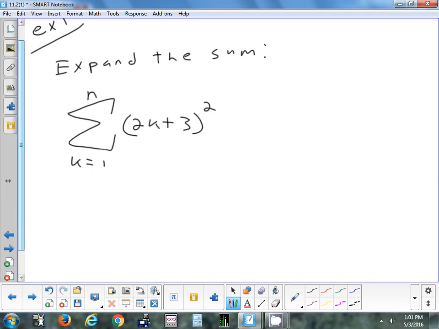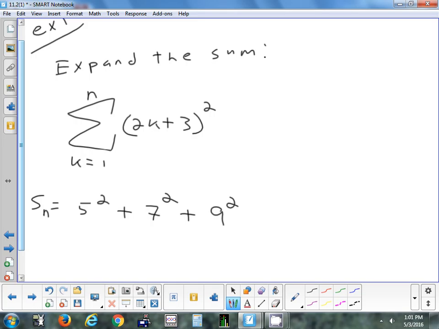So what would the first term be? If 2 plus 3 is 5? Yeah, just leave it as 5 squared. That's fine. If you leave it as 5 squared, I think you'll see a pattern. Okay. Now, after k equals 1, then we go to k equals 2. 2 times 2? 4. Plus 3? 7. Let's do one more. 9 squared.